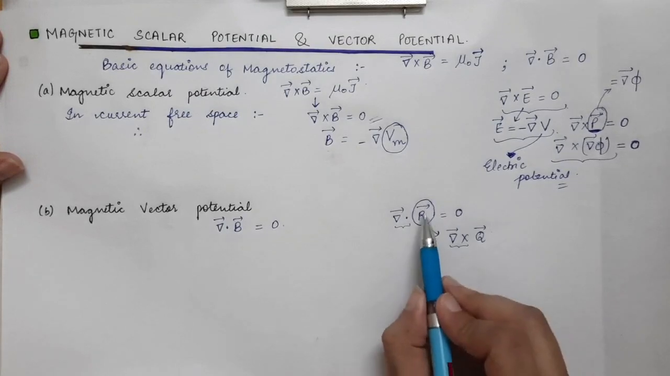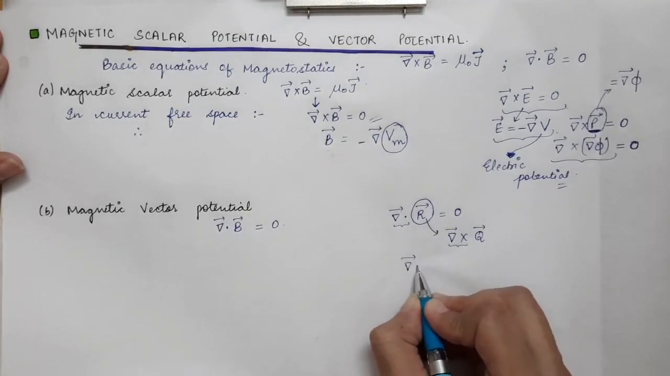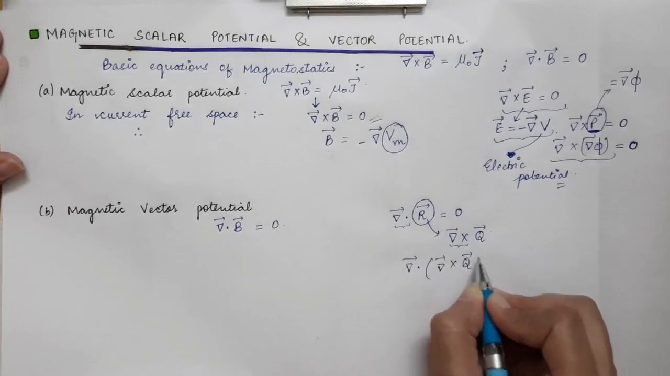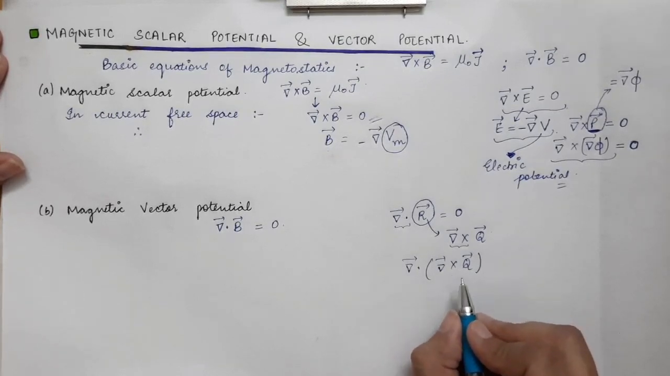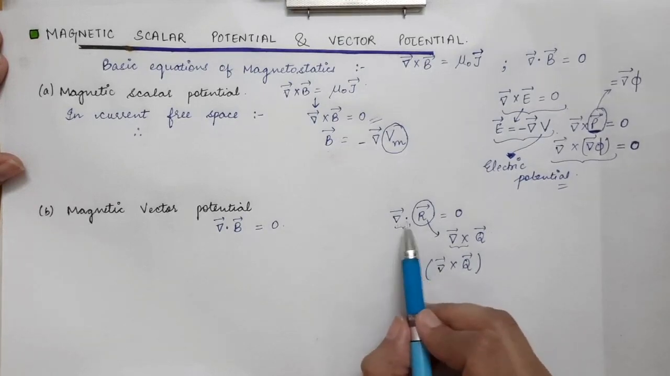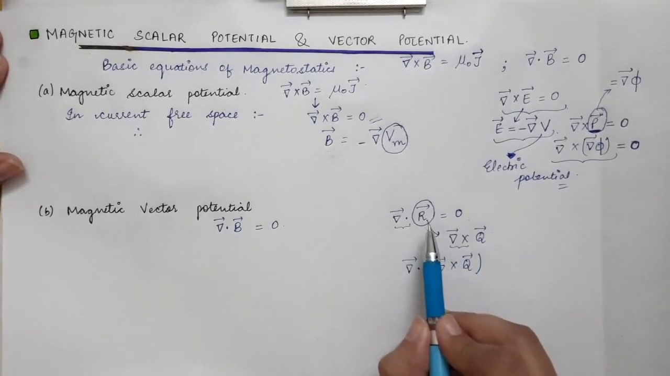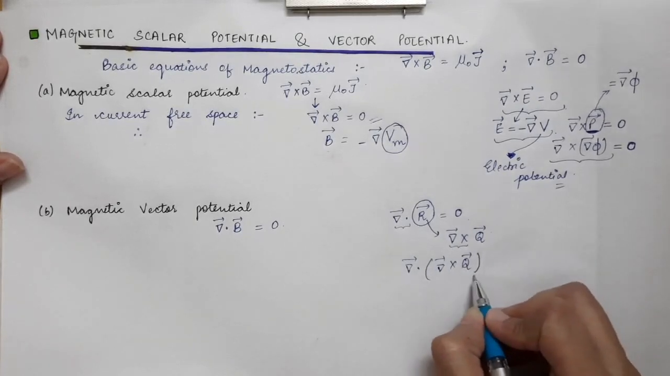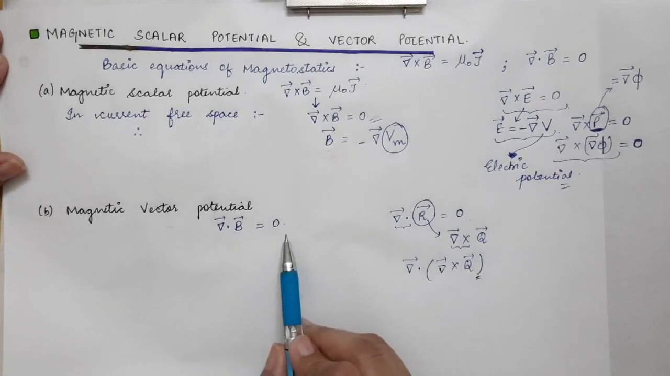So if you put the r vector as the curl of the q vector, what will you get? You will get the divergence of the curl of the q vector. And we have already studied in the previous semester that the divergence of curl is always equal to 0. So if the divergence of a vector is equal to 0, then that vector can be expressed as the curl of some other vector. The same thing we can do for the magnetic field.